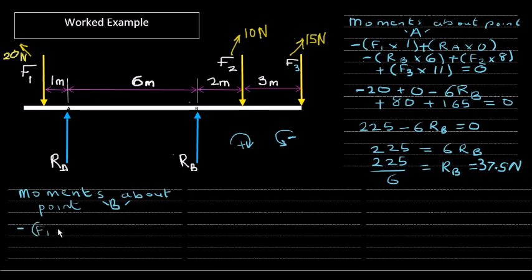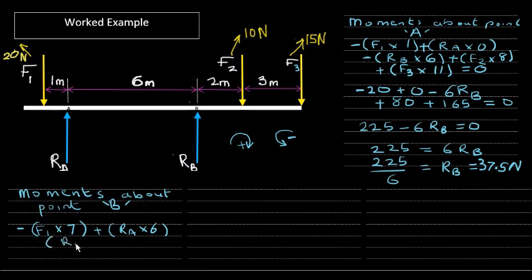Now we're going to take moments from point B. We're moving the pivot point to point B, no longer point A. And all the distances will be measured from point B. So now it's F1 times 7. And that is negative because if the pivot is at point B and you push down from F1, it's going to make it go anti-clockwise. So that's why it's negative.